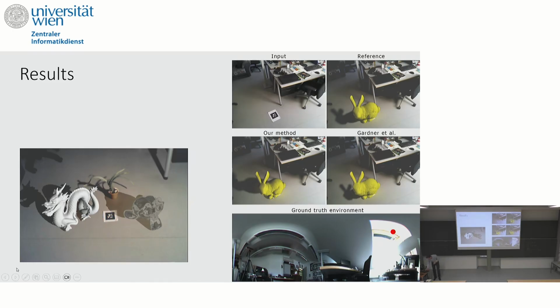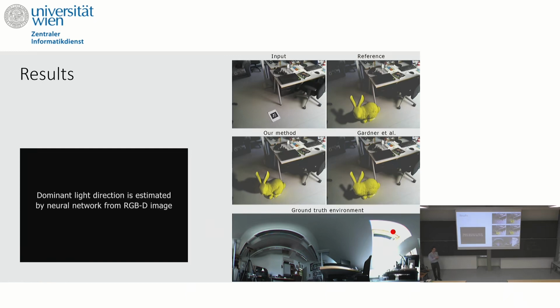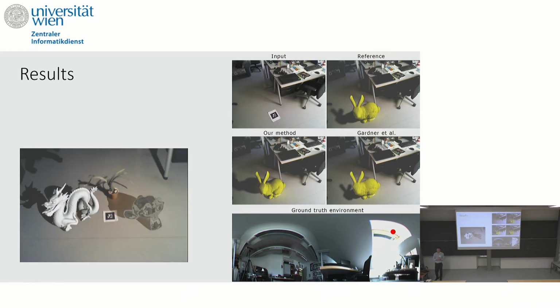And here a short video of how it works in real time. So what we see in the video, there is a real cactus plant, and I am again moving the light source here, and you will see the shadow moves, and then there are two digital objects, the dragon and the monkey, rendered.